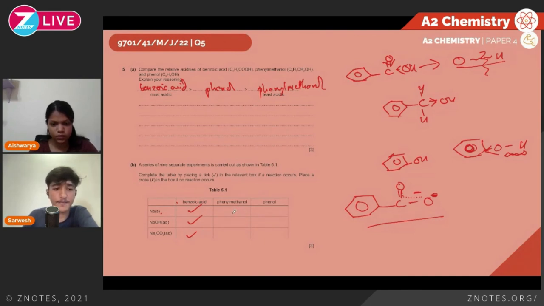Phenyl methanol. Let's see. Sodium and phenyl methanol. It reacts. It will form a sodium alkoxide, as far as I know. So it will form sodium phenylmethoxide in this case. NaOH, phenyl methanol. This is a very, very weak acid. It's pathetic to even call it an acid, because the bond is actually strengthened instead of weakened. So it rarely acts as an acid. So nope, the reaction does not occur.